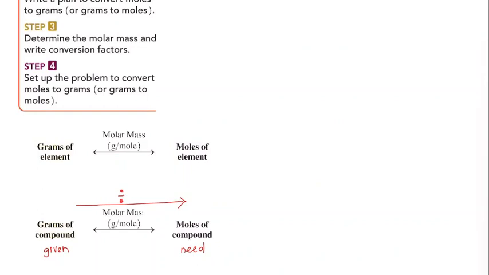If the opposite was asked of us, meaning that we were given moles, but we needed grams, then we need to multiply by the molar mass. And it goes the same way. If we are given grams of an element and we need to find moles of an element, we're going to divide by the molar mass. And if we're given moles of an element, but we need to find grams of an element, then we multiply by molar mass, okay? So in this case, for the question that we have, we're going in this direction.